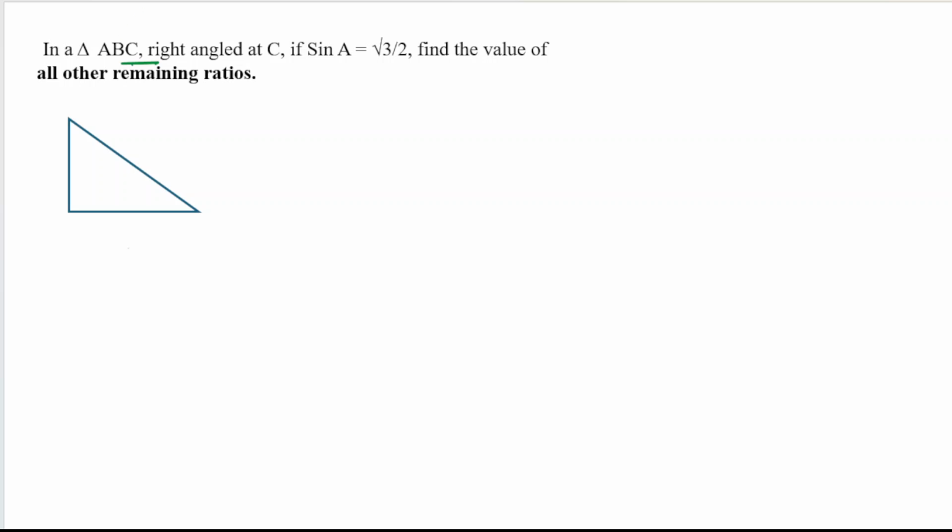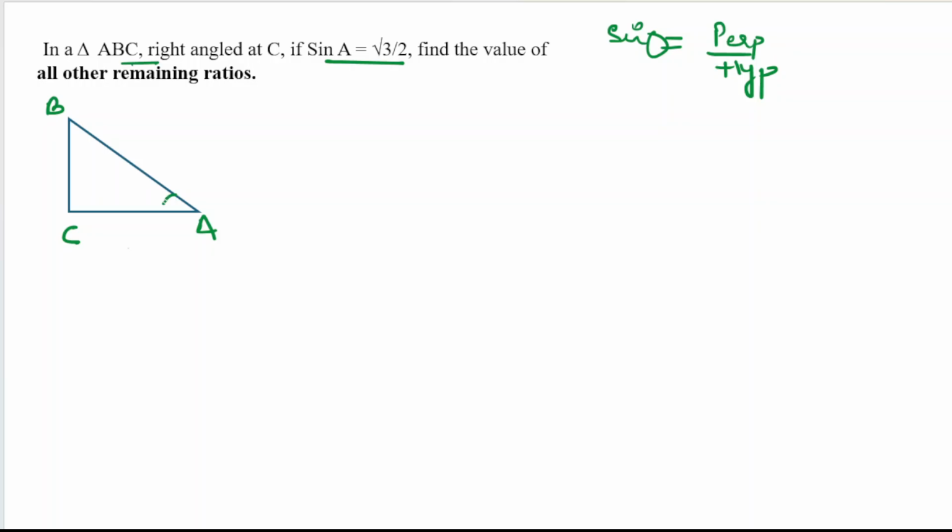Now, they have stated that it is a right angle at C. Okay, so let the other sides be A and B. They have told you that sin A is equal to root 3 by 2. And we know what sine is: sine is perpendicular upon hypotenuse. And what is perpendicular and what is hypotenuse? It depends upon the angle.